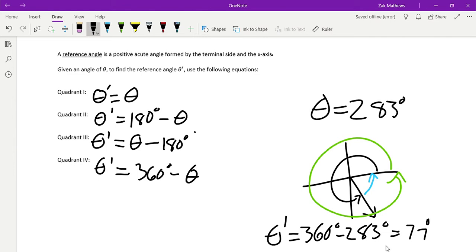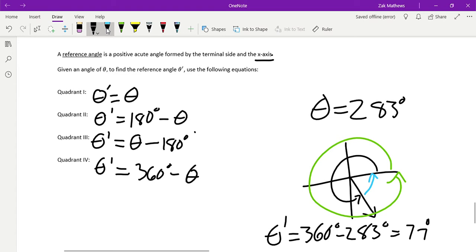So notice every single time we're using either the initial angle itself or we're using 180 or 360 in some way. I never use 90 and I never use 270, even though at times it might seem like, hey, it's easier just to count off 270, it's only 13 degrees away. Well, yeah, but we never want to measure from the y-axis because that's just not the definition of a reference angle. Reference angles always measure off of the x-axis. So we're always going to use either 180 or 360. And again, these formulas only work when our angle is between 0 and 360.